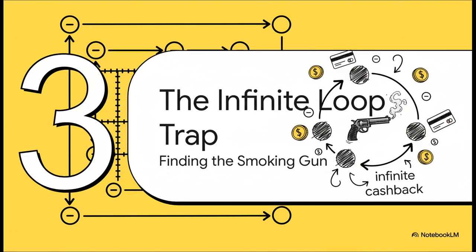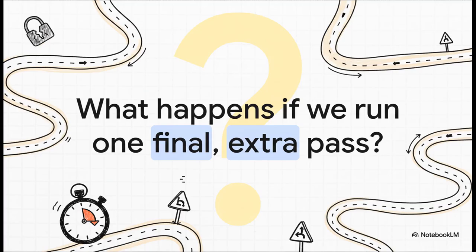It's not just about finding the cheapest path, it's also about what it does when it encounters the most dangerous scenario possible, the infinite cashback loop. So we've done all our required passes. The answer should be totally locked in. We should have found the cheapest path. But what if we decided to run the whole thing just one more time?